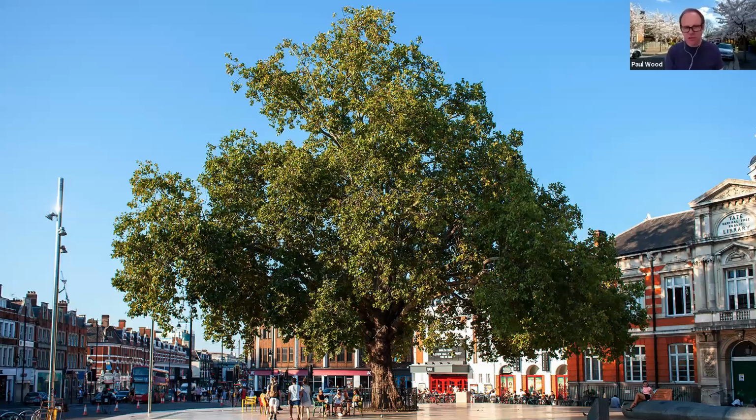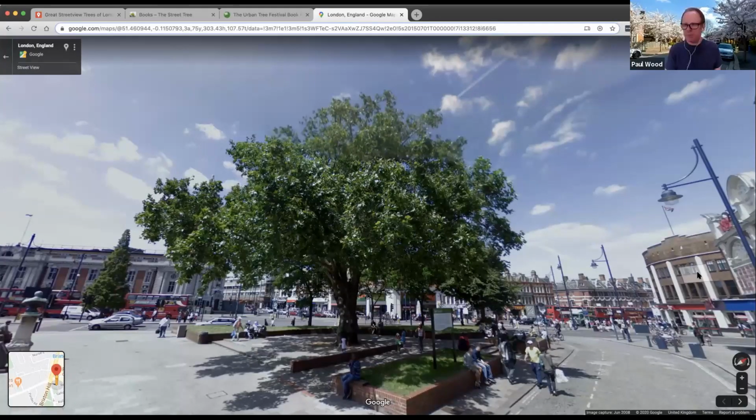This was also one of the original great trees of London. So in 1987, after the Great Storm, which some of you may remember, the Great Storm devastated trees in the southeast of England. Many were lost, many survived, and a call out was made to nominate some great trees, and a list of 41 great trees of London was devised, which the public voted on, and this was one of them.